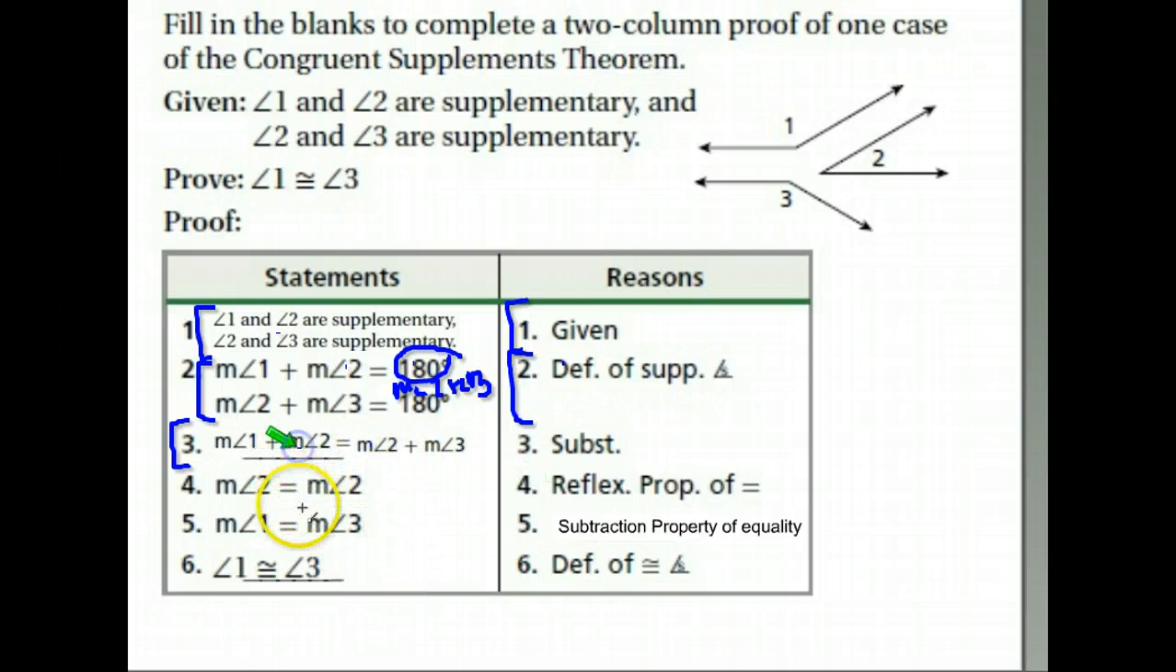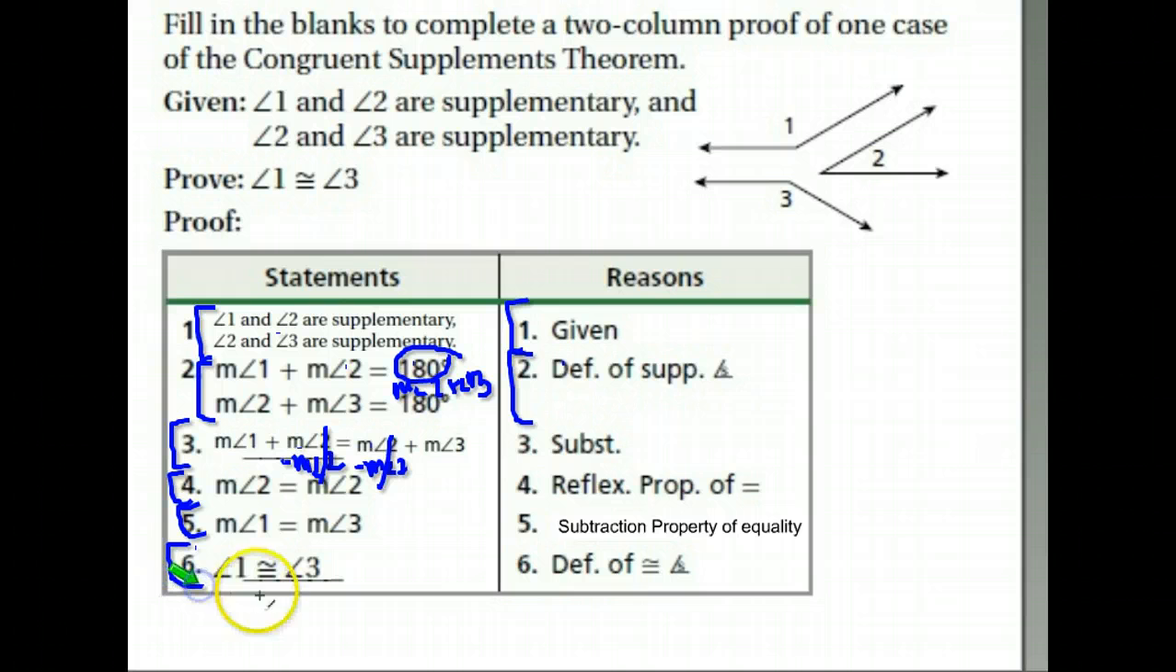And we used that then so that we could subtract angle 2 from both sides, because the subtraction property says if you subtract the same thing from both sides of an equation, that's okay. They would cancel and just leave us with angle 1 equals angle 3. That is, again, the subtraction property of equality. We got that from subtracting the measure of angle 2 from both sides of that equation.